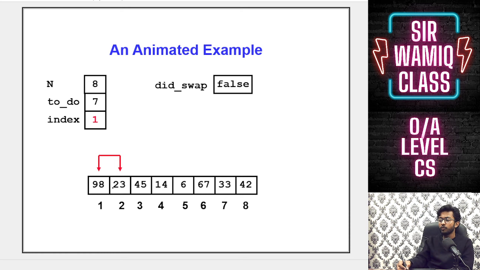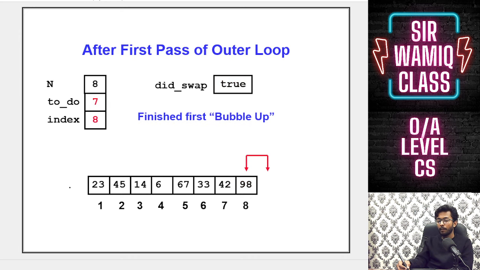First of all, it is going to check whether 98 and 23 are going to be swapped or not, and yes, they have to be swapped. So it becomes 23 and 98, and did swap becomes true because they have to be swapped. The second item is 98 and 45. Should they be swapped? Yes, they should be swapped, and that's also done. Now the third item, 98 and 14, yes, they should be swapped as well, and the swap is true. The fifth element, 98 and 6, should they be swapped? Yes, they should be, and so on with the other values as well. So that's my first bubble up sequence complete.